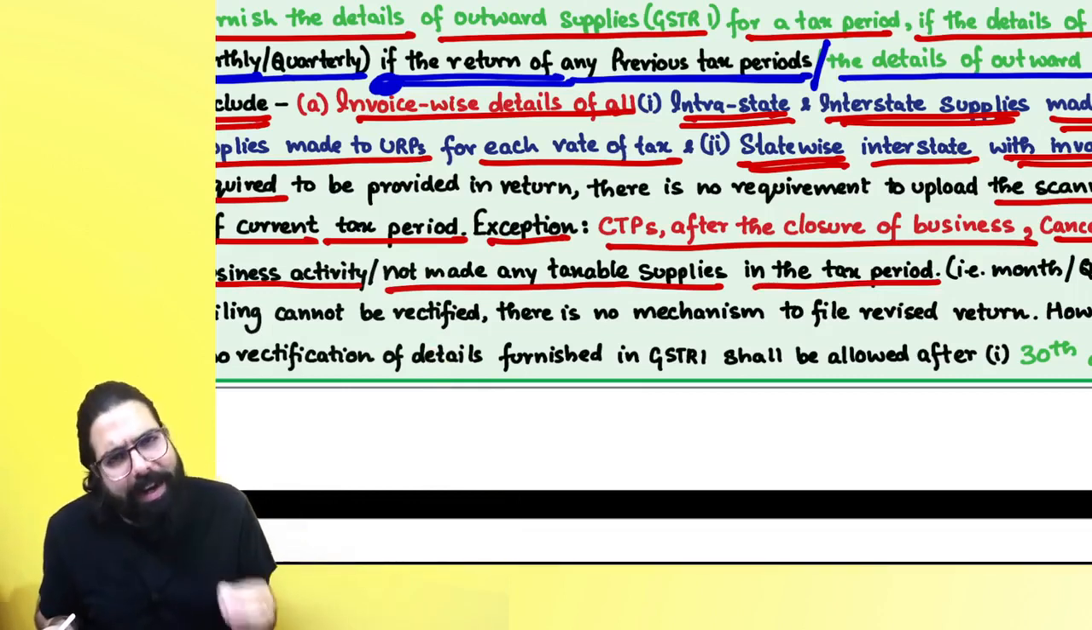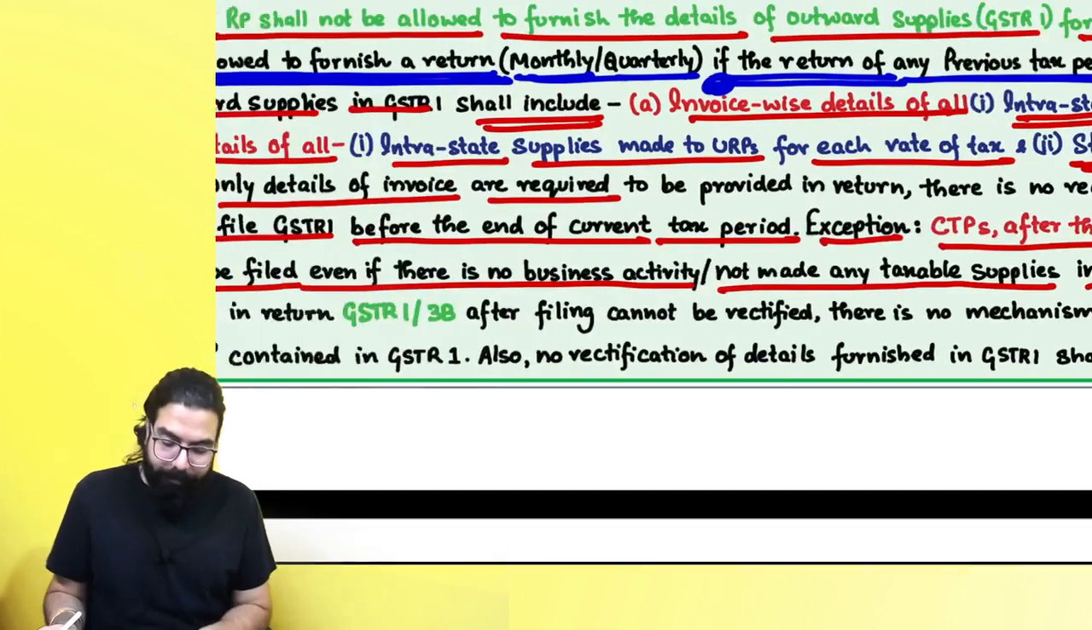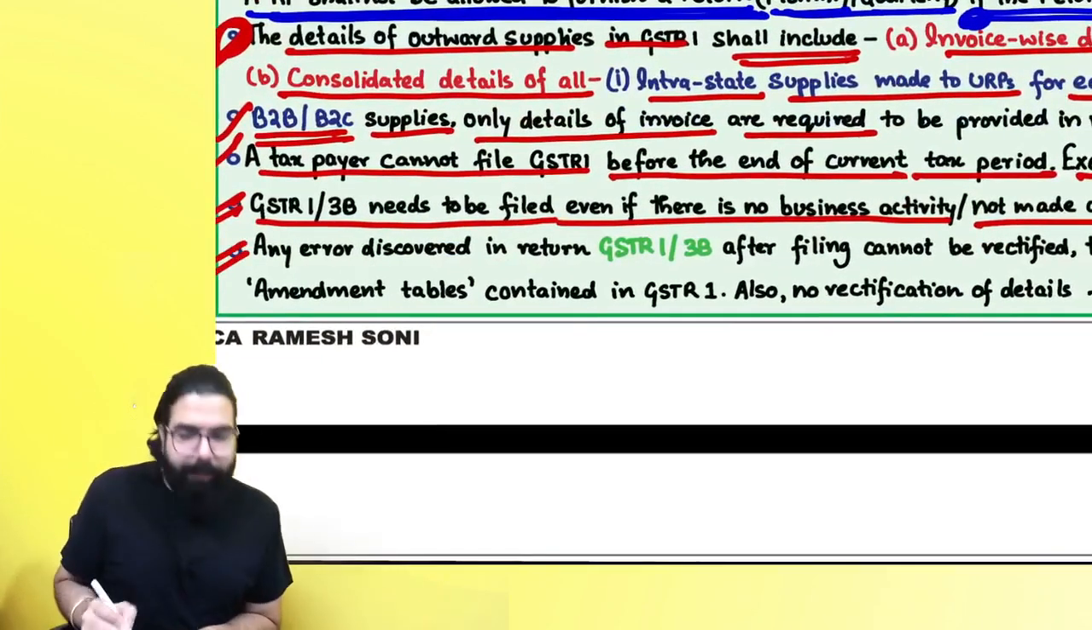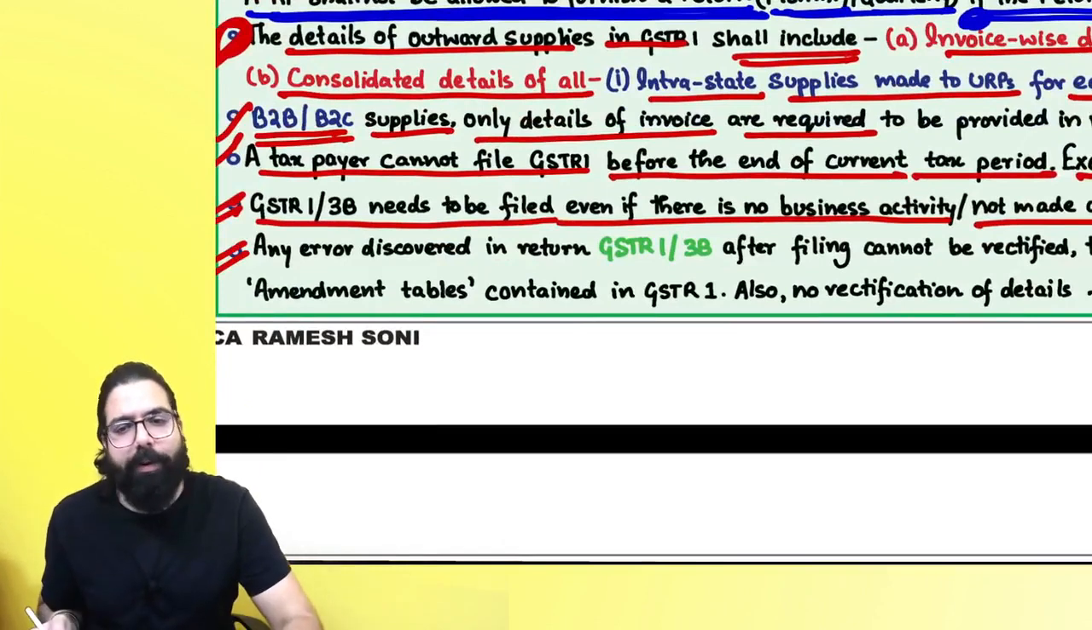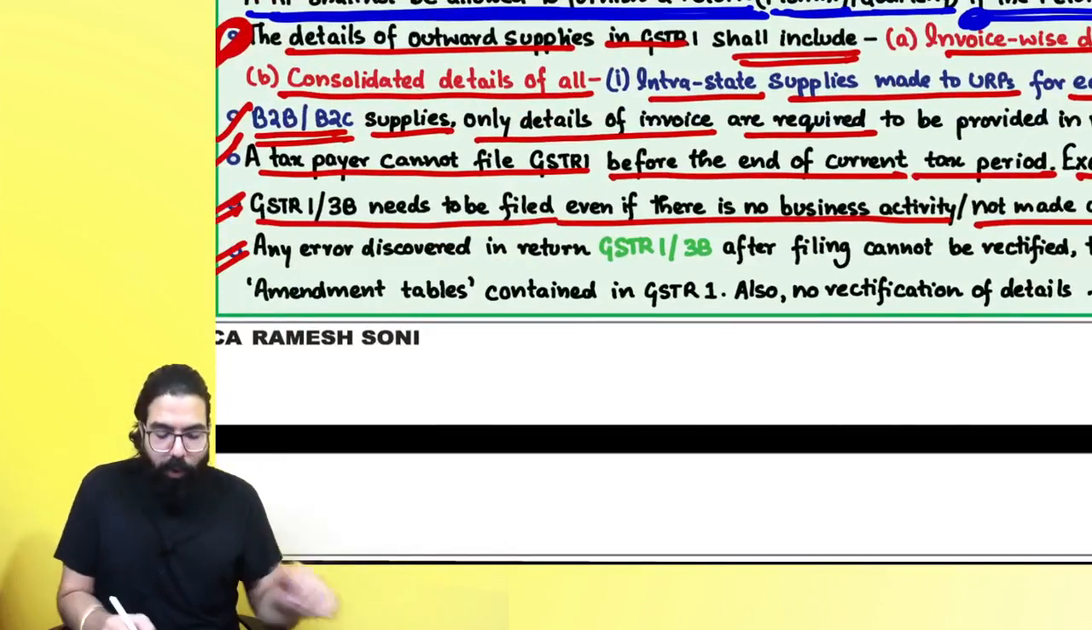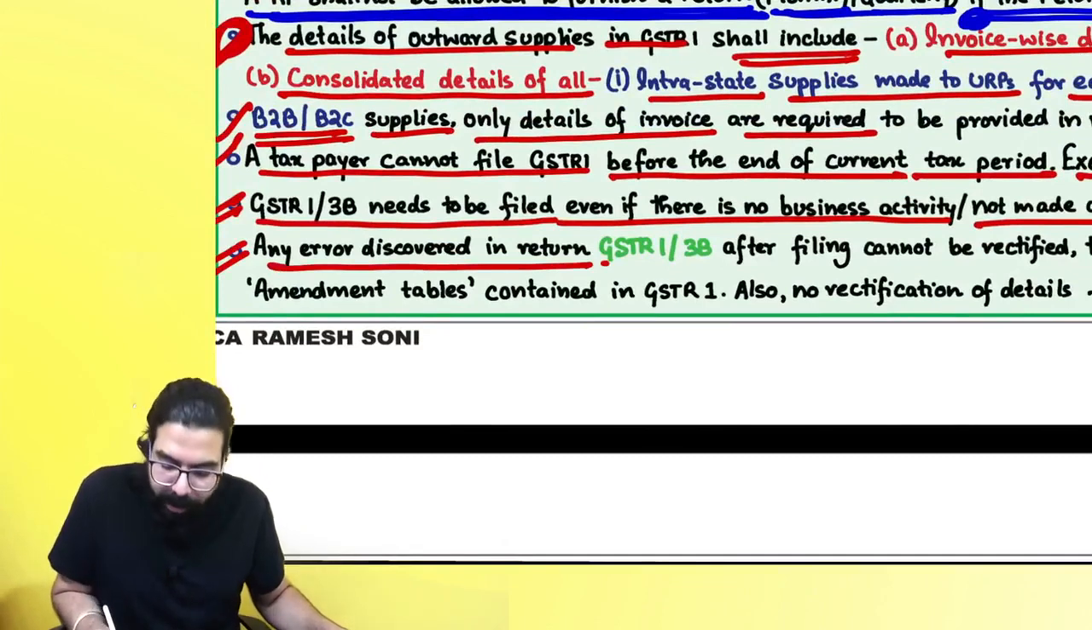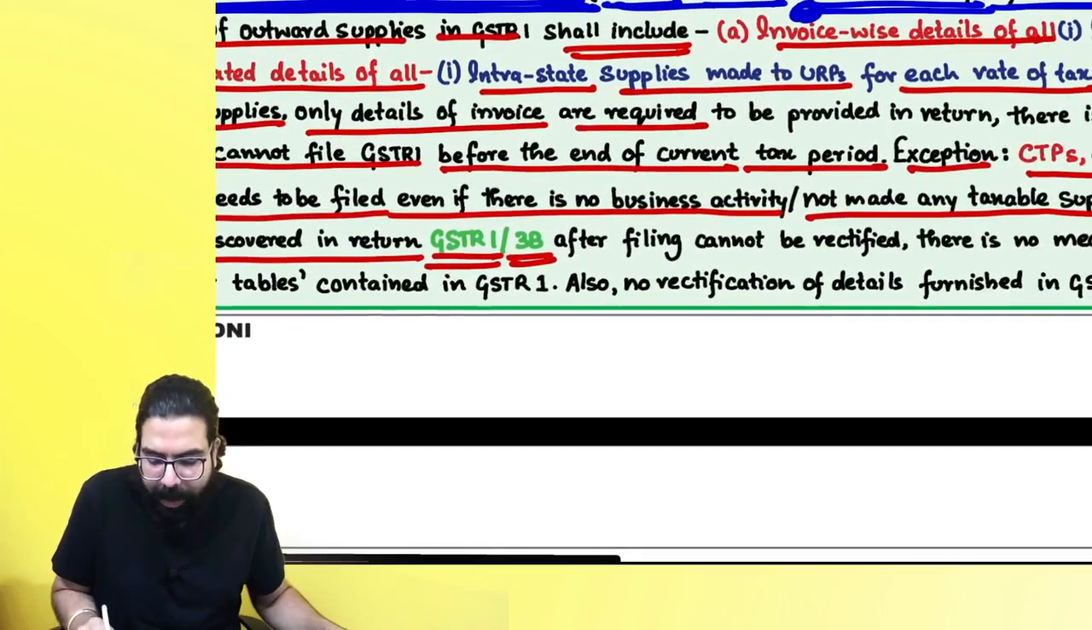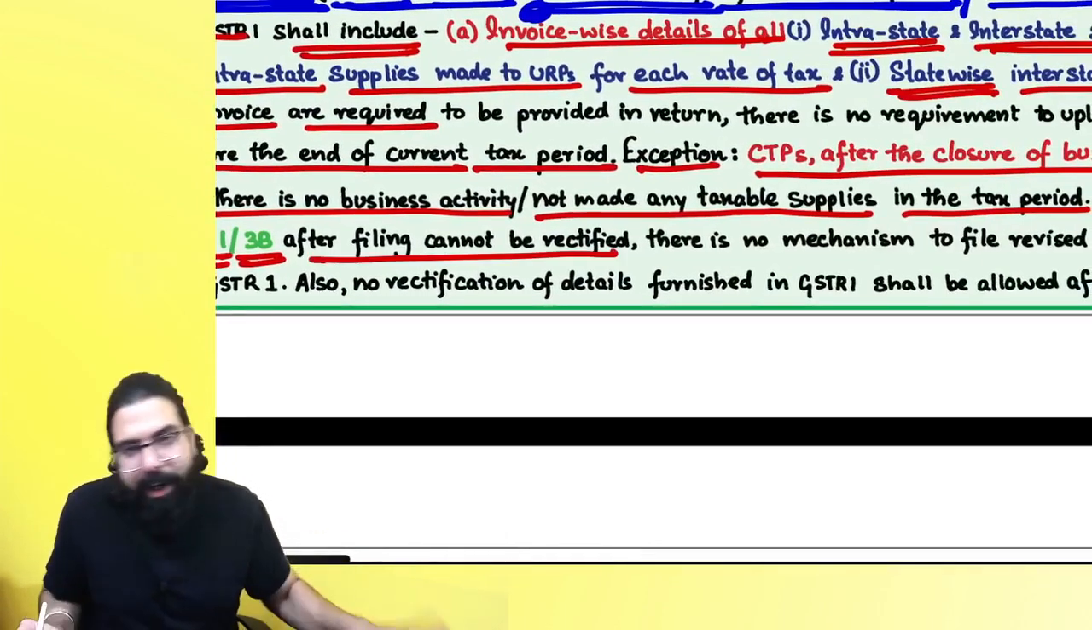Nil returns are required to be filed. Remember, nil returns are required to be filed. Then, any error or amendment, everyone: if you discover any error in your GSTR 1 or GSTR 3B after filing, you cannot rectify it.